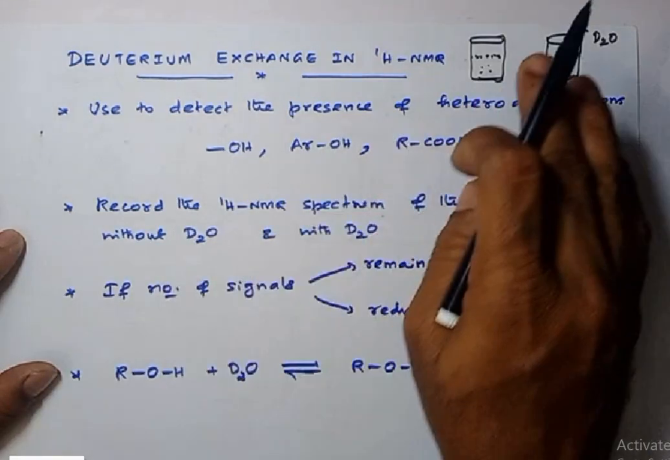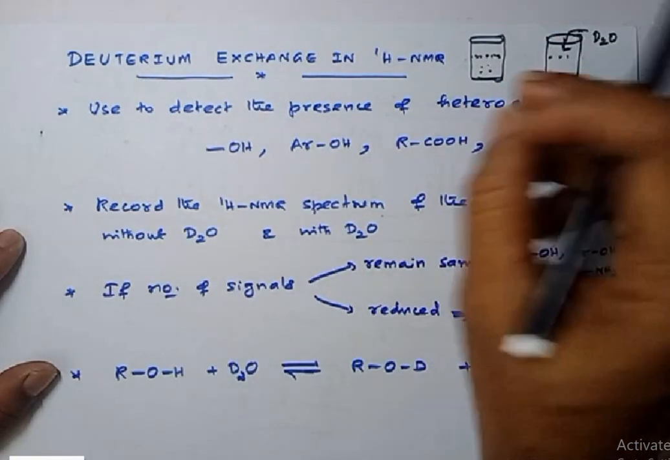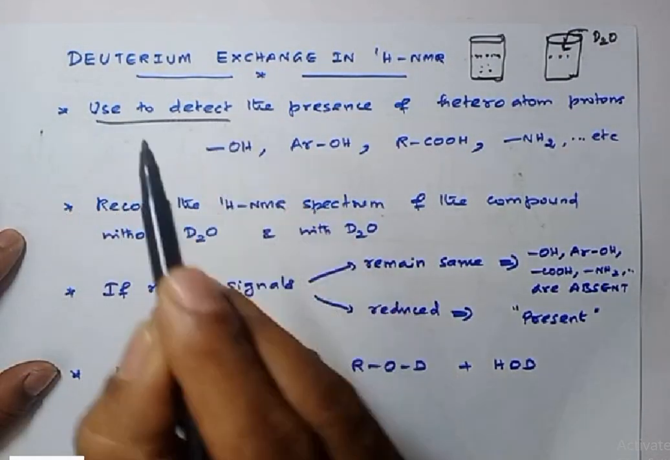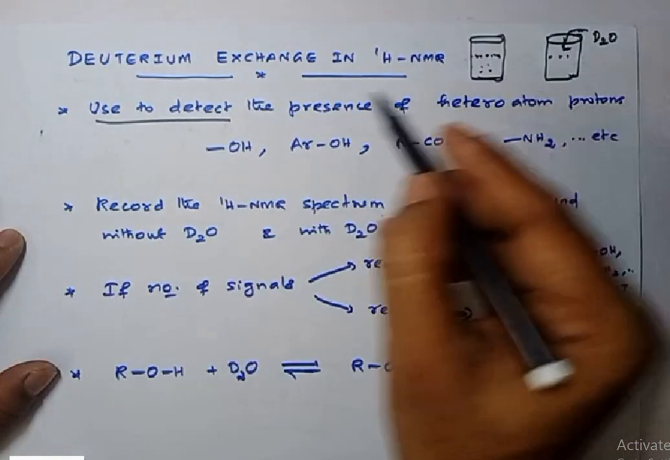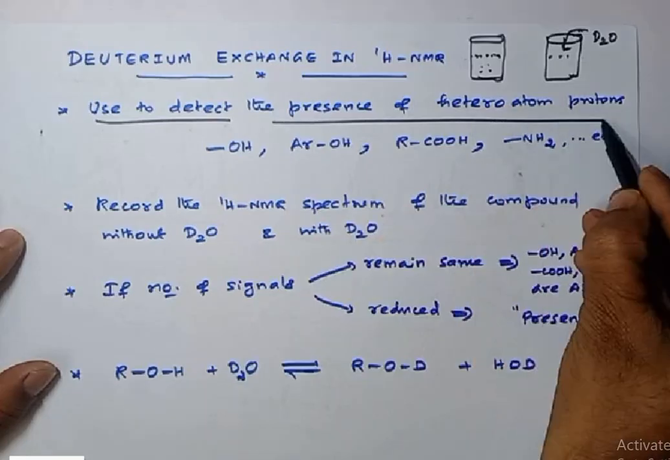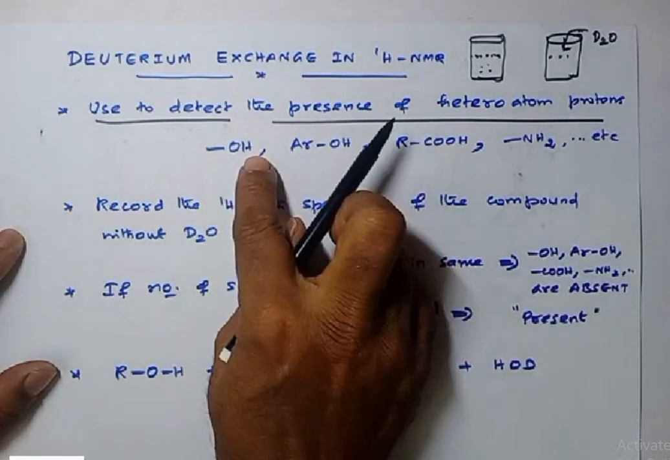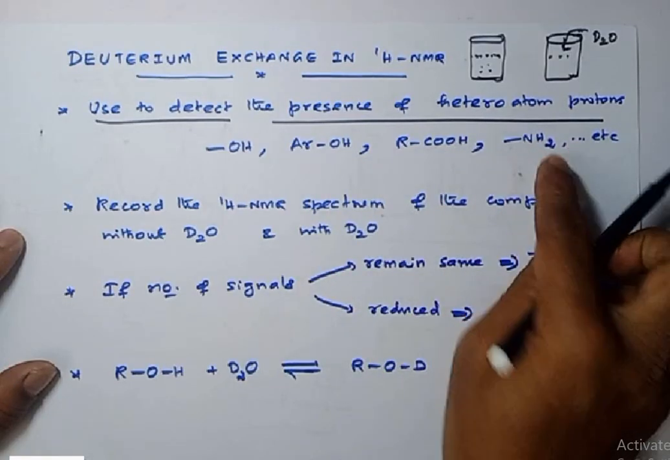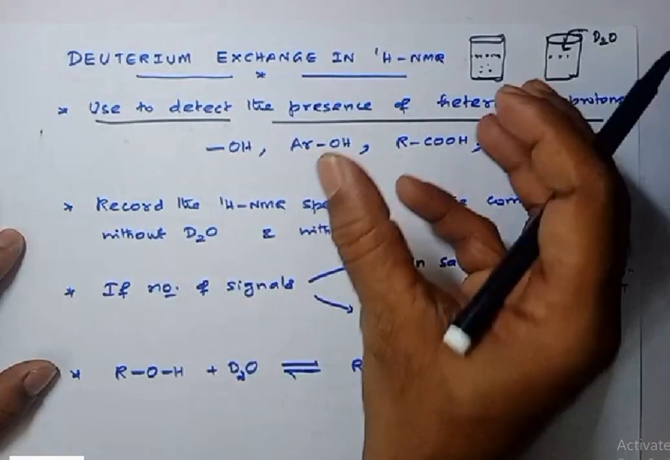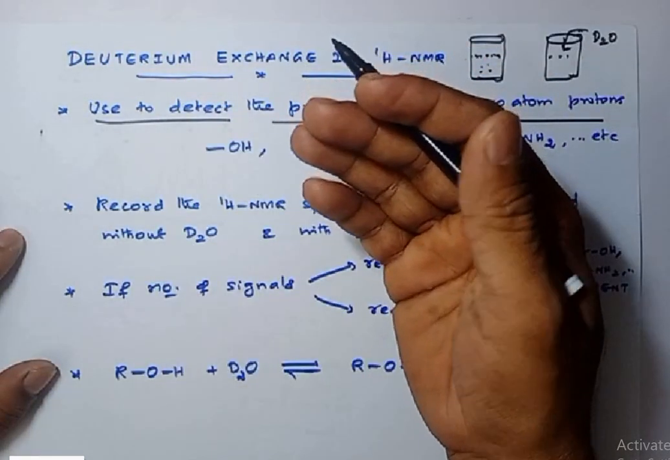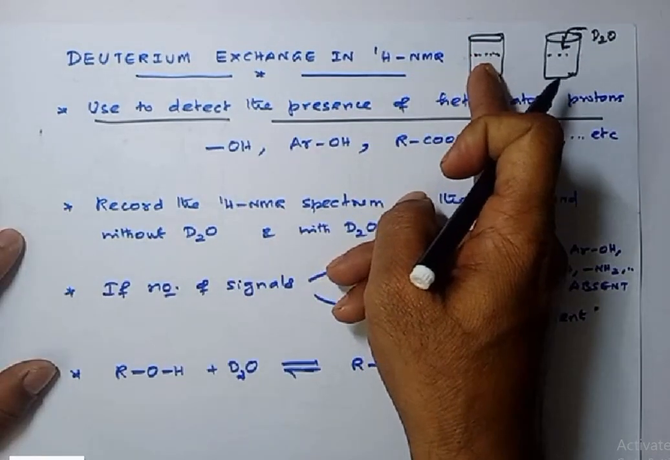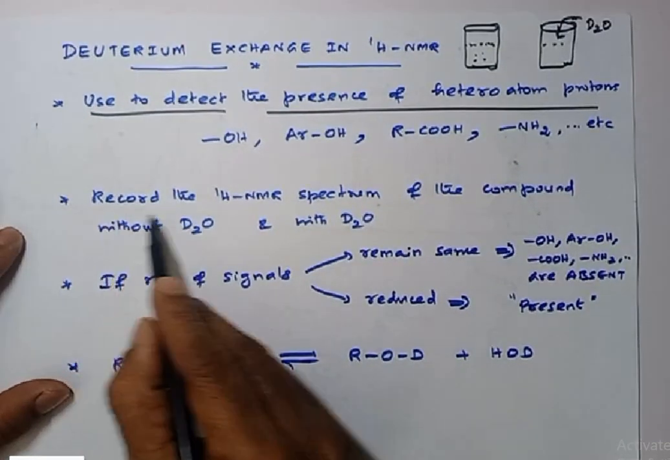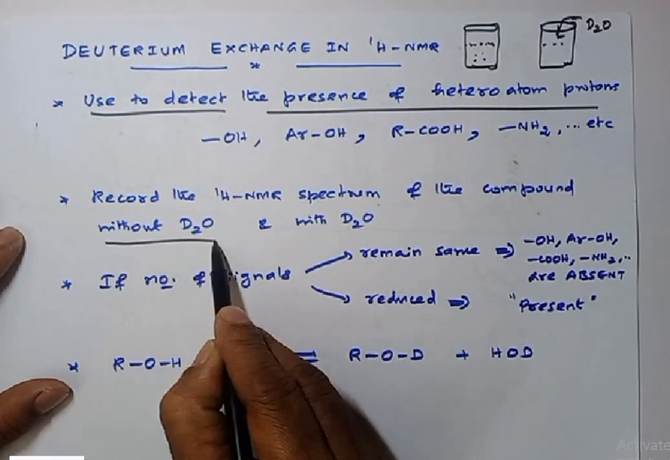So this D2O, deuterium oxide addition, is a very important technique in NMR. Listen carefully: D2O addition is used to detect the presence of heteroatom protons, whether an OH group is there or not, or a phenolic group, carboxylic acid group, amine group, primary amine, secondary amine, or thiol group. To check it, first take the NMR without D2O, then take the NMR with D2O. Record the proton NMR spectrum of the compound without D2O and with D2O.